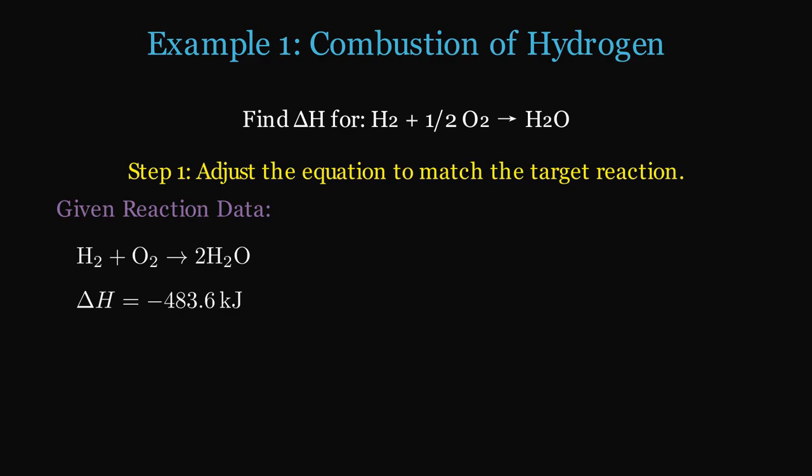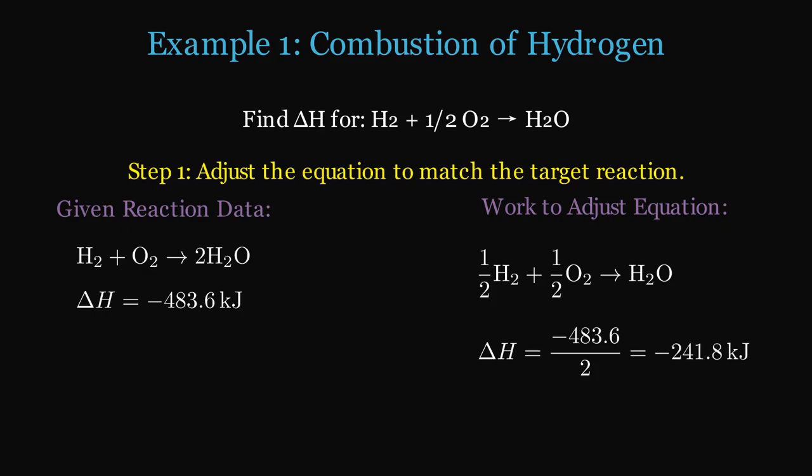Since only one water molecule is produced, we divide the given reaction by 2 to match the stoichiometry of the target reaction. Remember, when we divide the reaction, we also divide the enthalpy change by the same factor. This gives us delta H equals negative 241.8 kilojoules. And there you have it. The enthalpy change for hydrogen gas reacting with half oxygen gas to produce H2O is negative 241.8 kilojoules.